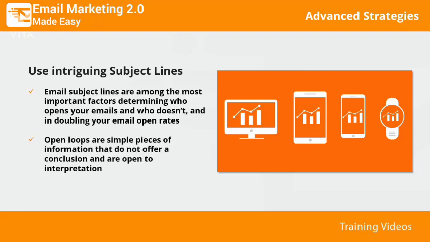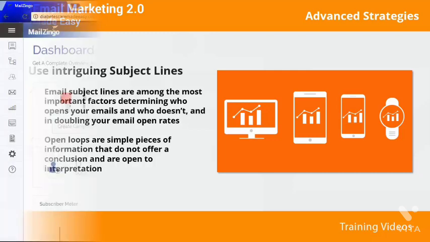Open loops are simple pieces of information that do not offer a conclusion and are open to interpretation. They open up an idea, yet they don't offer an immediate solution to it. They just tease it. Email subject lines can be used as open loops because they can be used to tease a bit of information that subscribers can obsess about. For example, something along the lines of, "Congratulations, you are in."